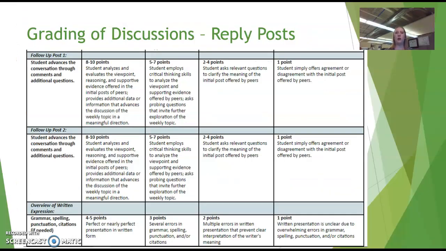So that's the grading of discussions in a nutshell and how I'm going to be using this rubric to grade your discussions.